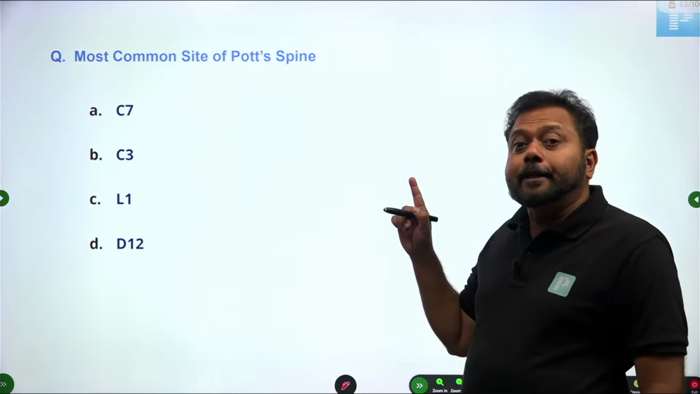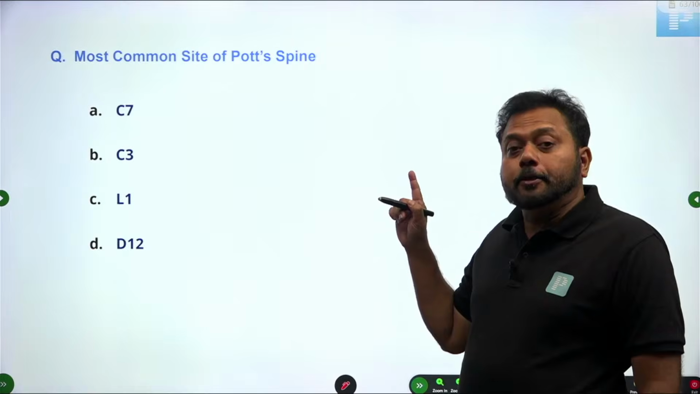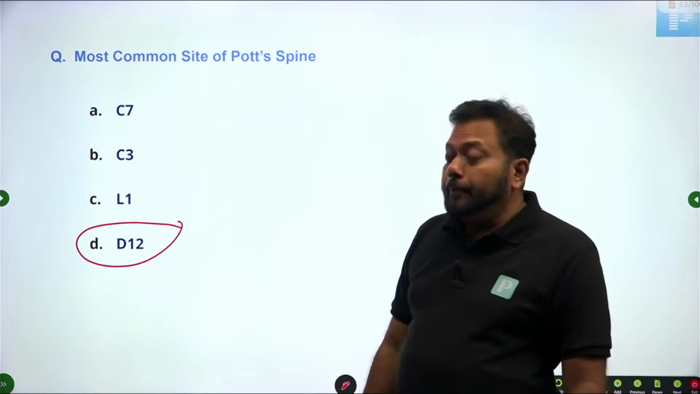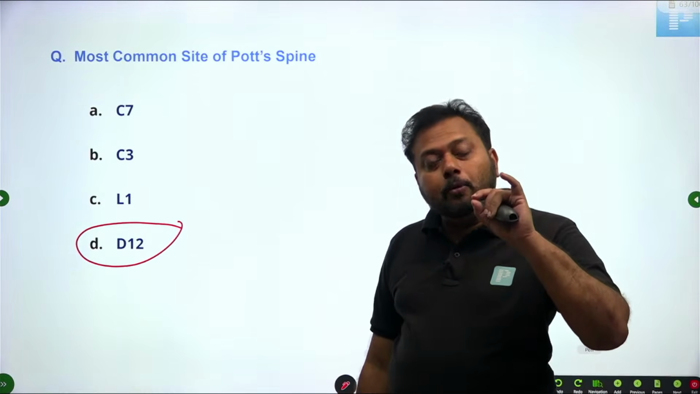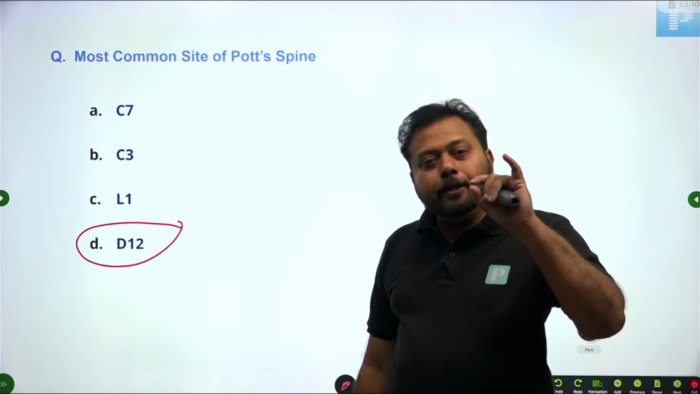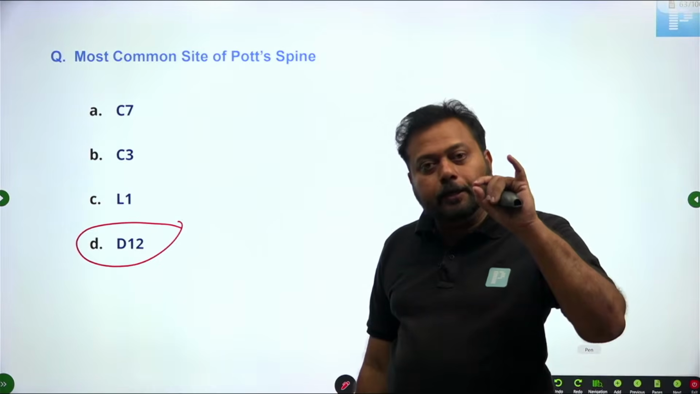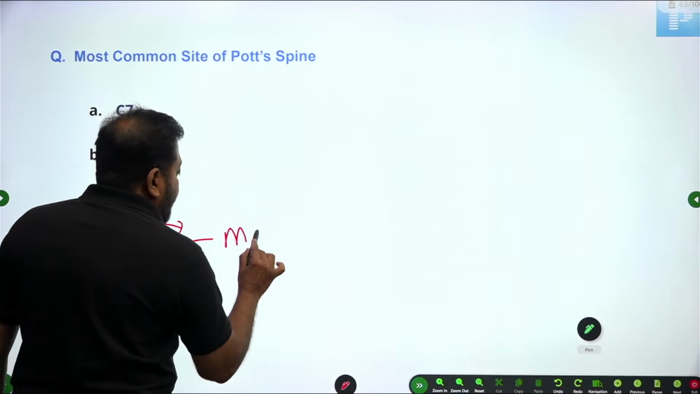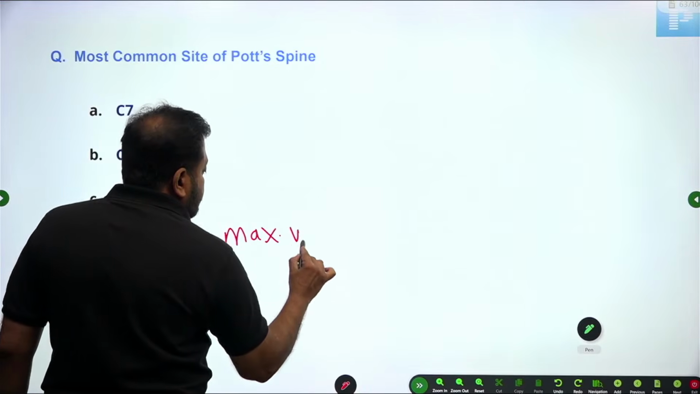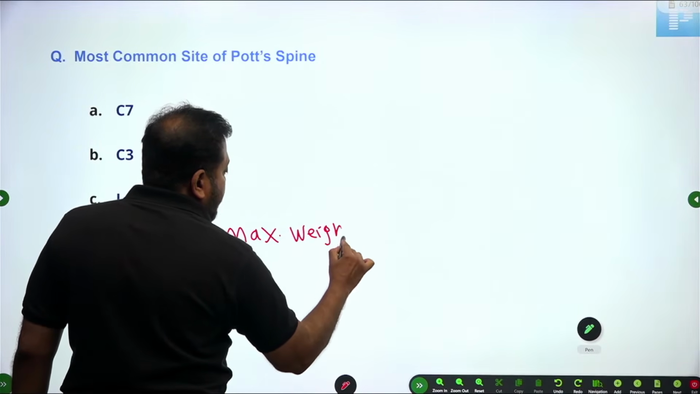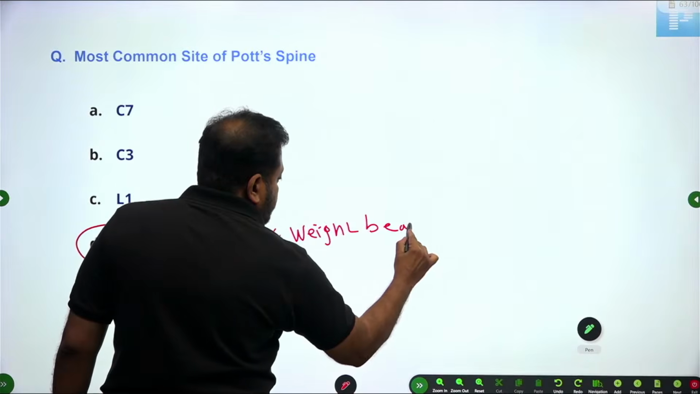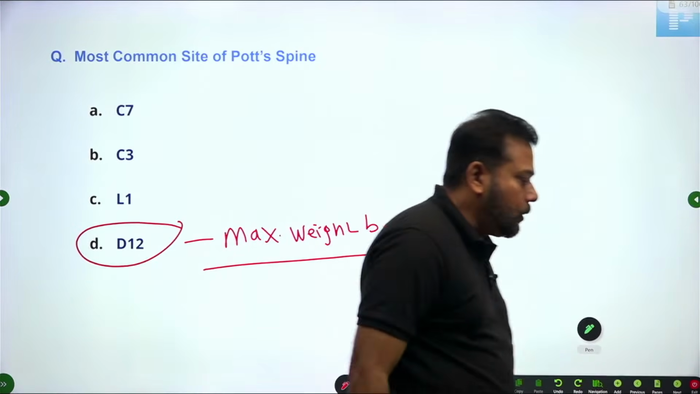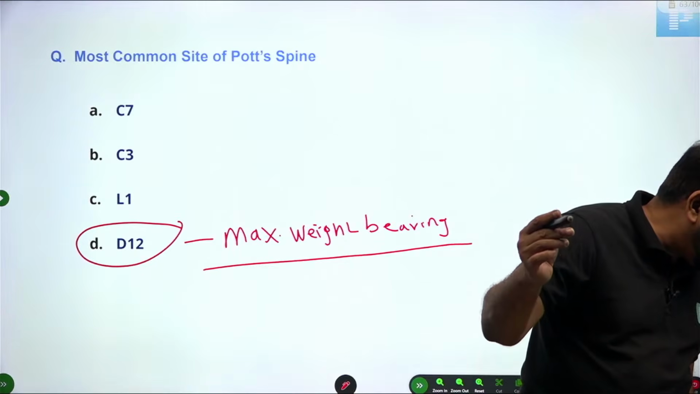The most common site of skeletal TB, that is Pott's spine, is D12. It is D12 because books have explained the D12 L1 junction. When you read aptly, the most common site of Pott's spine is D12. The explanation they give is that this is the maximum weight bearing vertebra. Okay, good. D12. Many of you have answered it correctly.